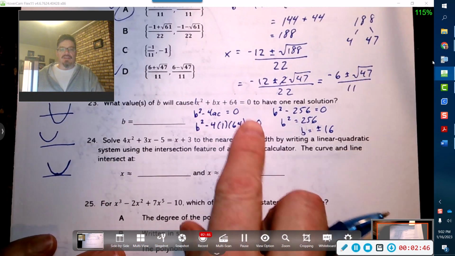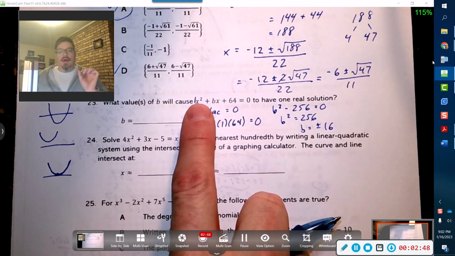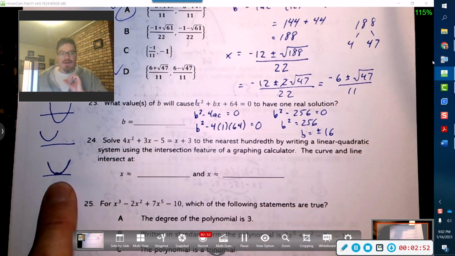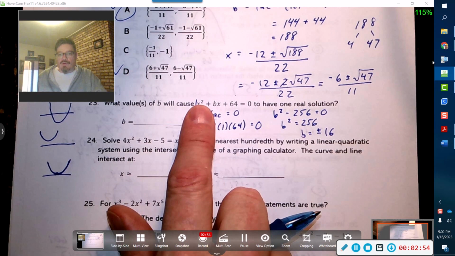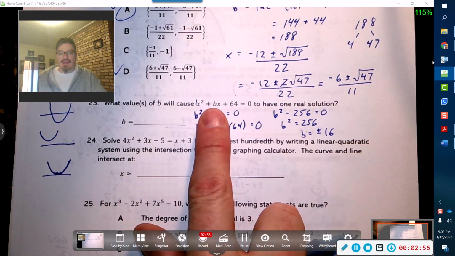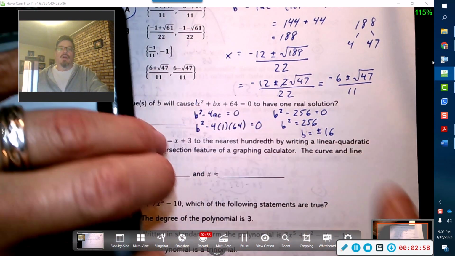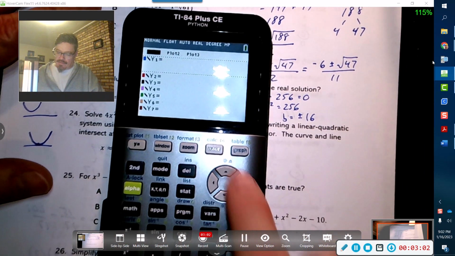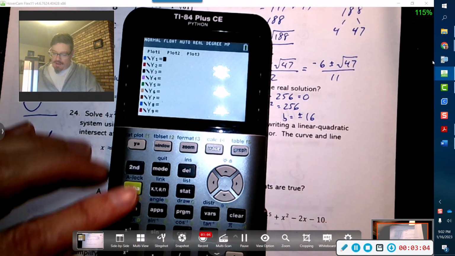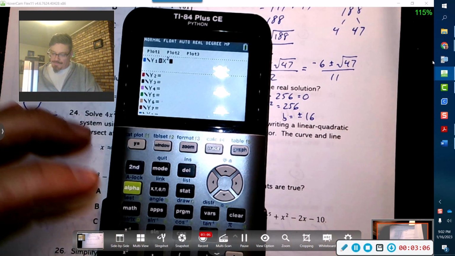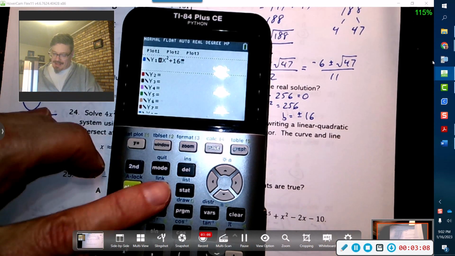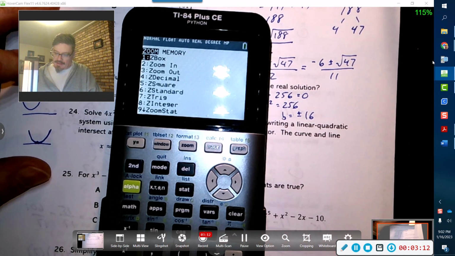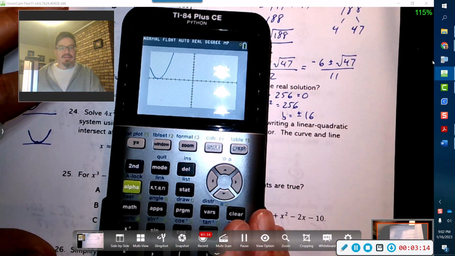So if this was x squared minus 16x plus 64, I would have a graph like that. If it was x squared plus 16x plus 64, I would hit the x-axis. Oh, I know, you're saying you don't believe me. All right, well, let's do this quick. X squared plus 16x plus 64. Let's see if we can see that. Oh, look at that. Hits the x-axis once.